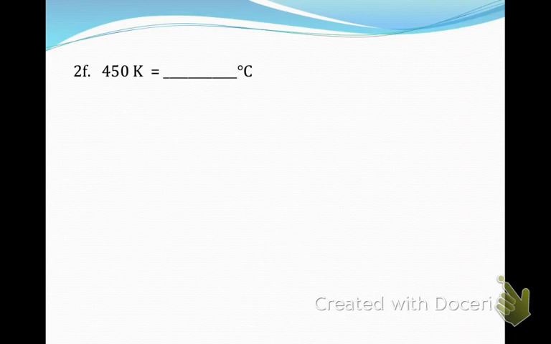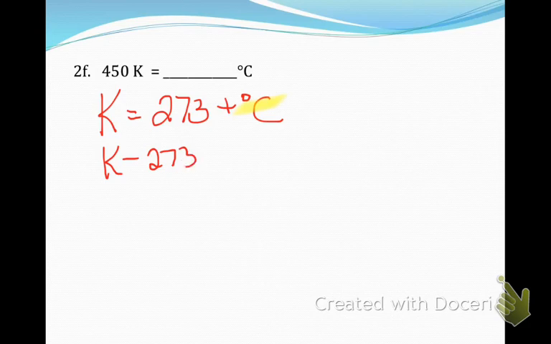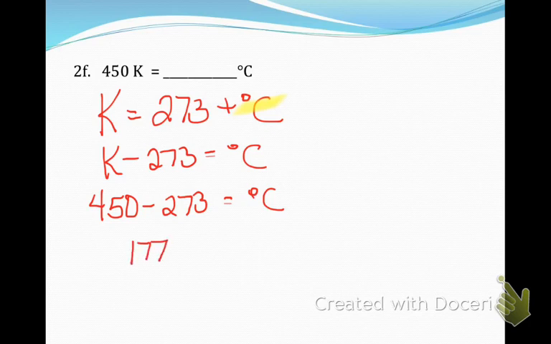Alright, F, 450 Kelvin is equal to something degrees Celsius. So let's use our equation. Kelvin is equal to 273 plus degrees Celsius. I want to find out what the degrees Celsius is, so I'm going to highlight it and get Celsius all by itself. So I have Kelvin minus 273 is equal to degrees Celsius. So we have plugged in values, 450 minus 273 is equal to degrees Celsius. So from here we should see it's 177 degrees Celsius.